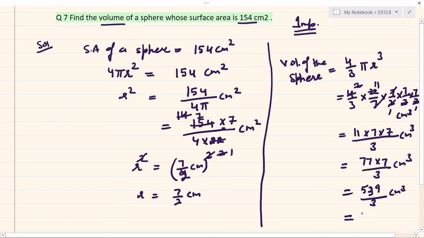Now you can divide them and write the answer either in the decimal form or in the mixed fraction form. Whatever you want, you can write the answer in this way. I hope you understood this question also. Children, you have to revise these questions again and again, then only will you feel comfortable while attempting these questions in the exam.